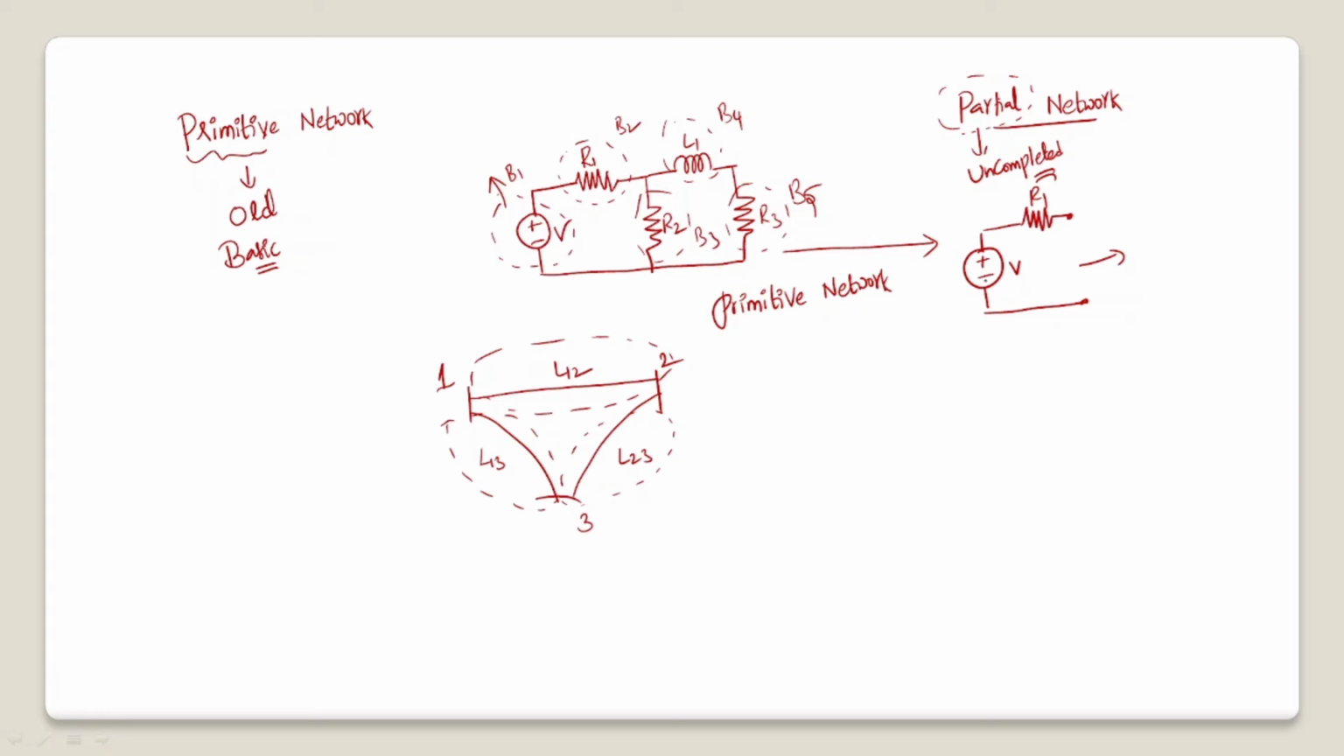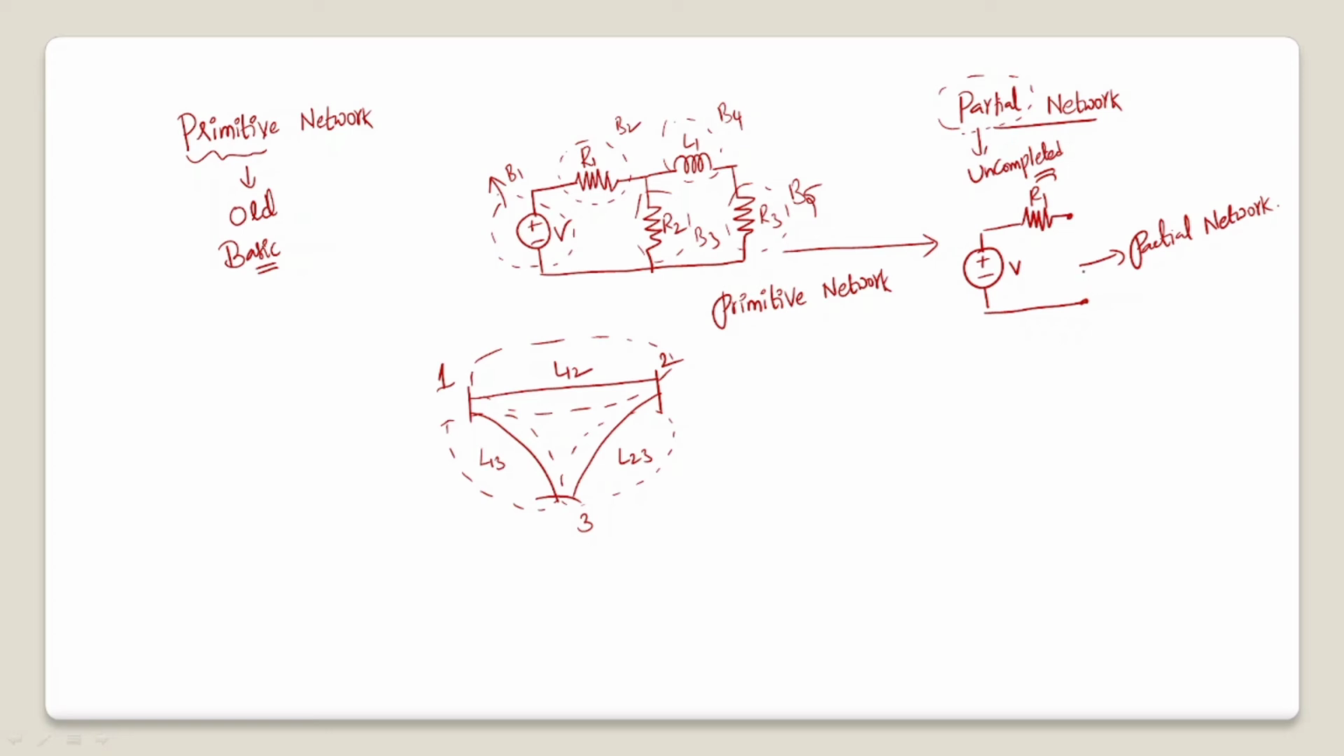This network is a part of the entire network. As this is a part of the entire network, we can call this a partial network. It is a partial network of the given network. What is the given network? The given network contains the voltage source, R1, R2, R3 resistors as well as inductor L1. This is a complete network, but this is an uncompleted network, which contains fewer elements when compared to the elements in a complete network.